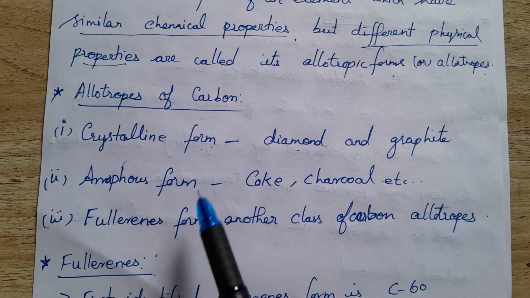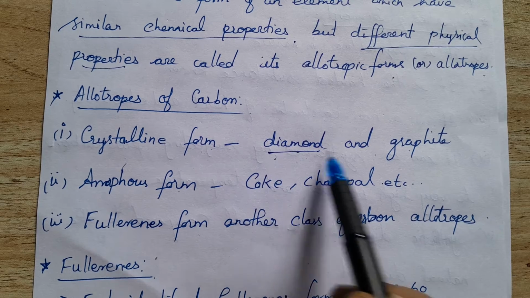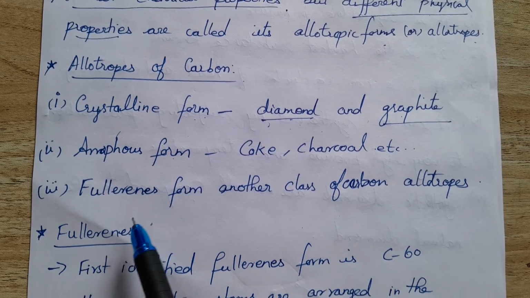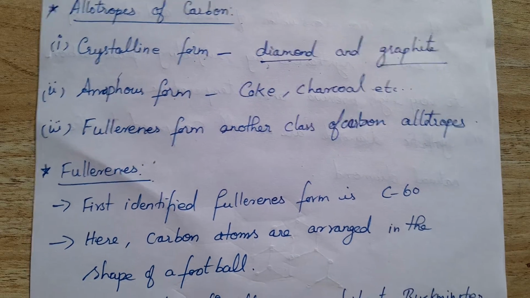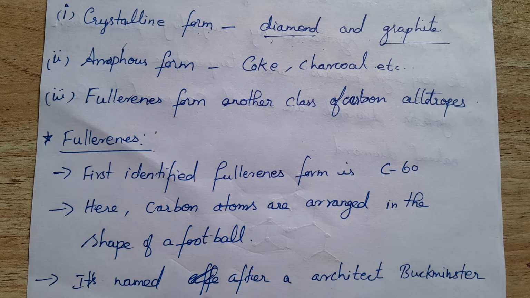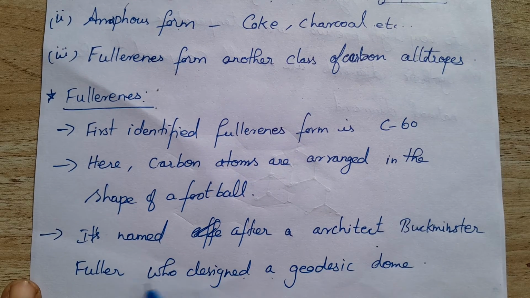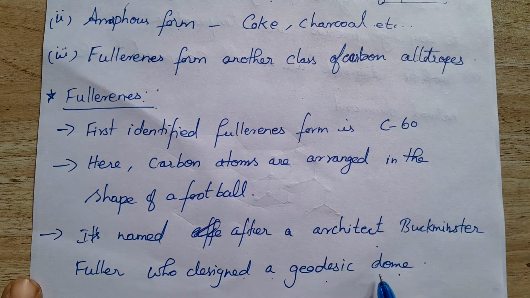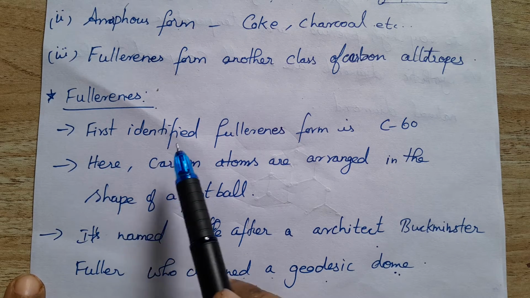So we are going to see in detail about diamond and graphite only. Amorphous is not required. For fullerenes alone we'll see a few points. It is named after an architect, Buckminster Fuller, who designed a geodesic dome. The structure of these fullerenes, this carbon, will be like the dome. He designed one geodesic dome, right? So it looks like that. That's why it gets the name fullerenes.